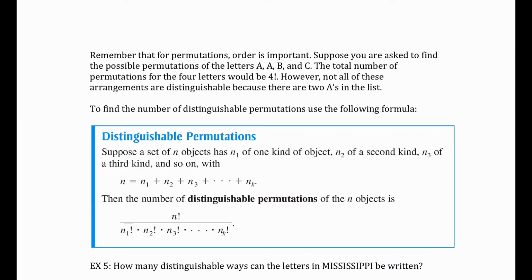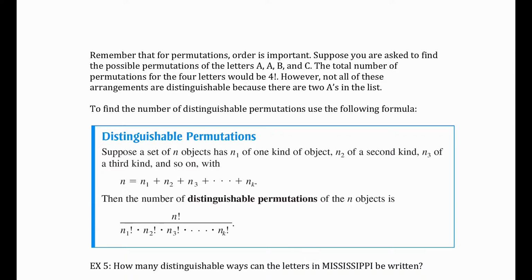So to find the number of distinguishable permutations, we're going to use the following. Suppose we have n objects, like, for example, the four letters that we had up at the top here. And n sub 1 of one kind of object, so it's kind of like we'd have two ways of arranging the letter A, n sub 2 ways of the second object, n sub 3 ways of the third object, etc. So that way, when we add all those ways, we add up with the total number.